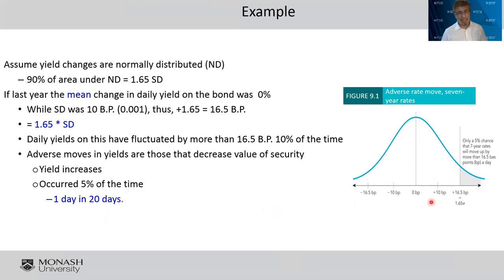Why 5% of the time? Which means we are taking 90% confidence, and 5% of it is 1 day out of 20 days. If you want to transfer, what do we mean by 5%? It is 5% out of the 100, which is actually the 5% here, which is 1 day in 20 days.